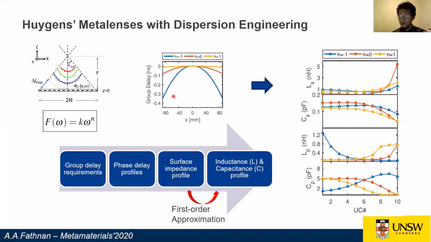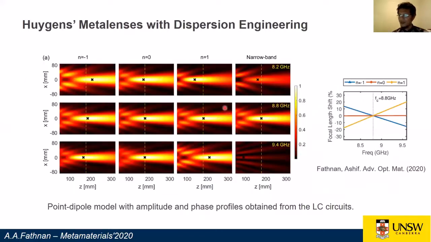From these group delays, we obtain the phase profile of each meta-atom, and then using the equivalent circuit impedance, we obtain the impedance profile in each layer. Then, by using the first-order approximation, we analytically obtain the L and C requirements for each meta-atom, as shown here in this figure. We also evaluate the performance of the metasurface using scattered fields from a point-dipole model, where we see that the metasurface can have a focal length similar to the dispersion engineering being implemented.